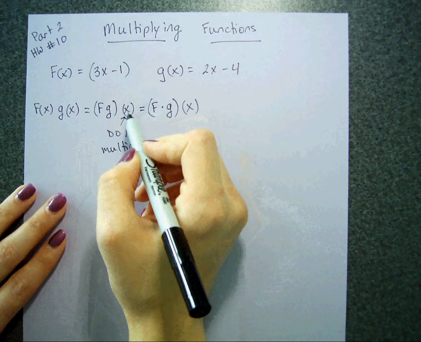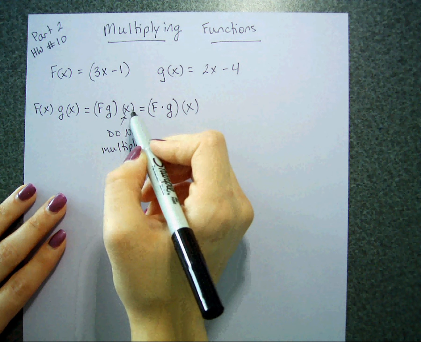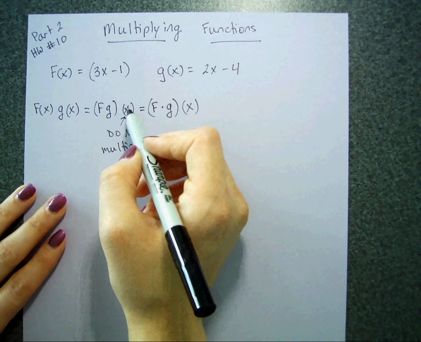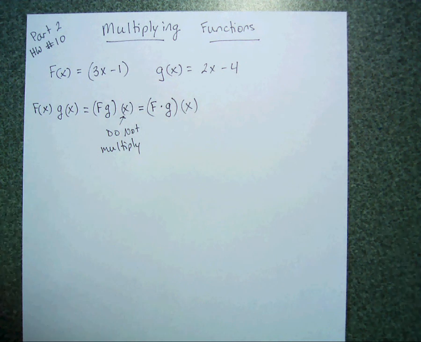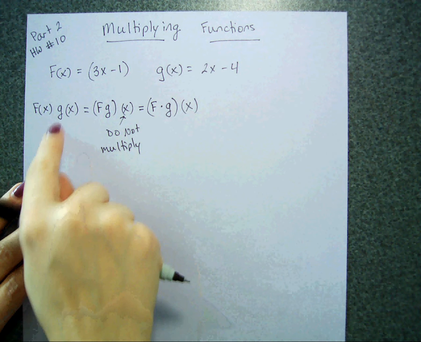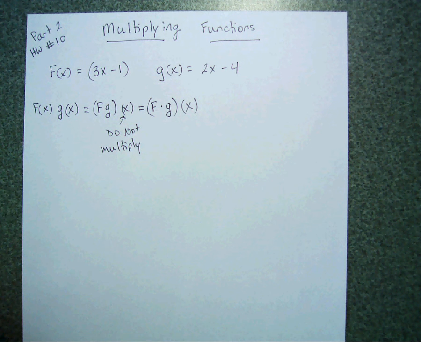This is telling you what gets plugged into your function. So if there's a number there, you're going to plug that number into your function. Right? So this is just part of our notation. And all three of these things mean the same thing. I'm just multiplying my two functions together.